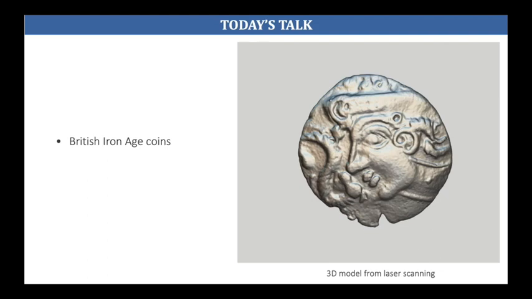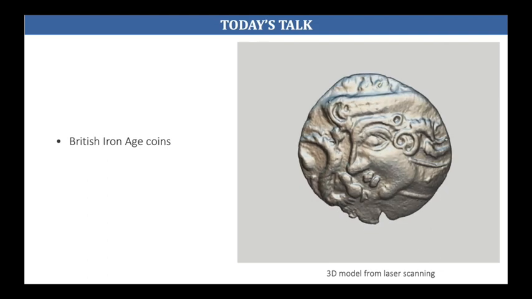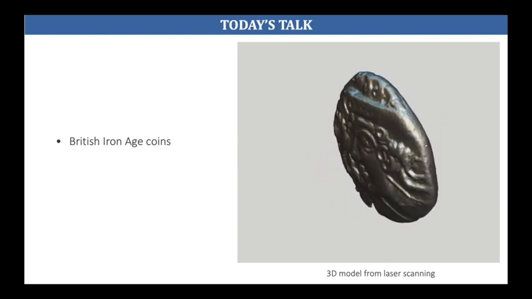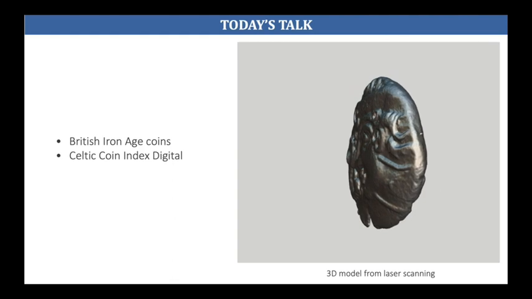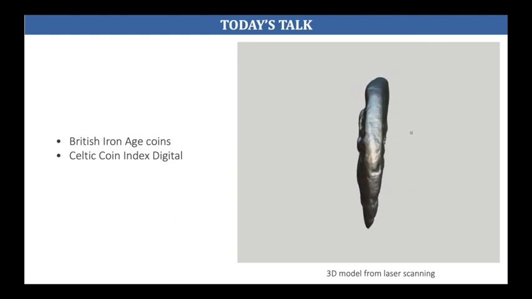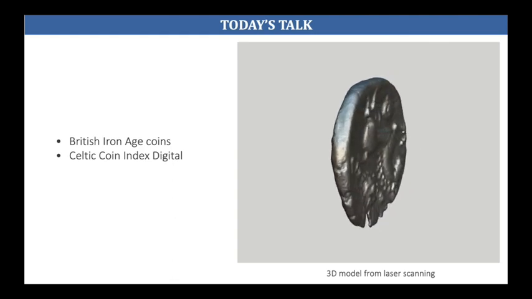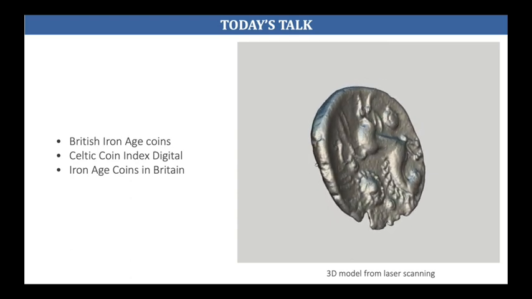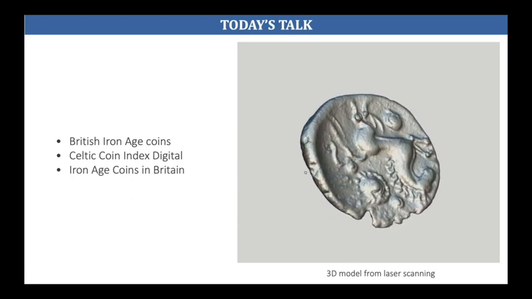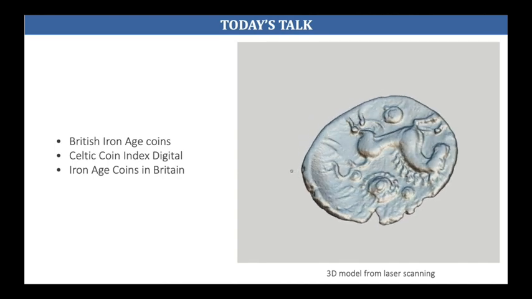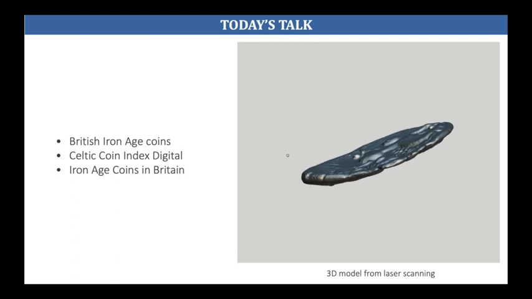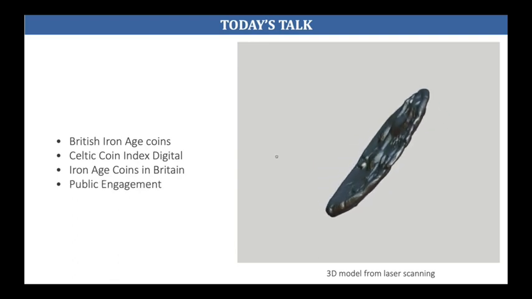I'll start with some basic information about British Iron Age coins: when, how, and where they were made. After that, I'll introduce you to the Celtic Coin Index and that digital project, and then to our Iron Age Coins in Britain project. A key goal of our work has been to get people excited about these amazing little artifacts, so I'll also present some of the public engagement work we've been conducting.